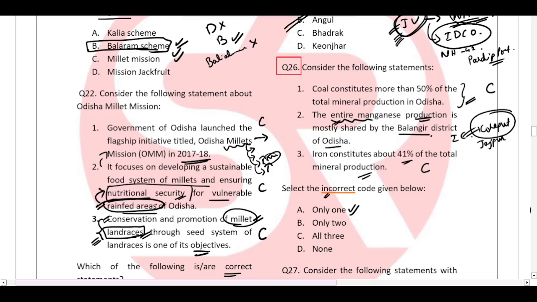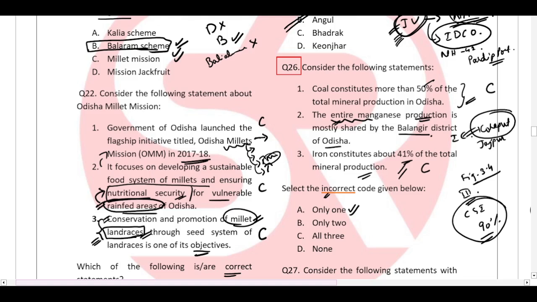If you look at the economic survey of the government of Odisha, there is a figure 3.4 which talks about the share in major mineral production in Odisha. And in chapter 3 on mineral production in the same economic survey, it says that coal and iron together constitute more than 90% of the total mineral production of Odisha. So if you add both, the statement makes sense.